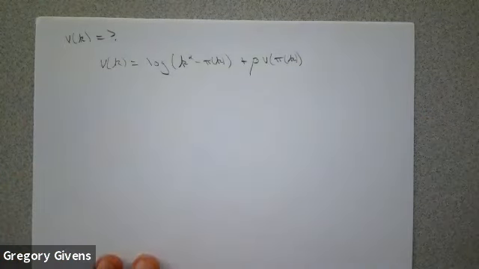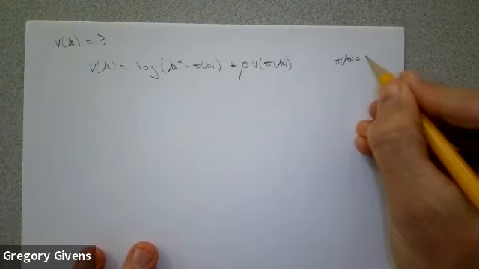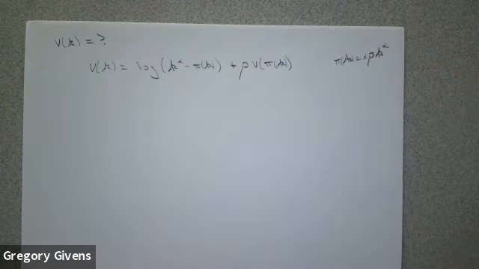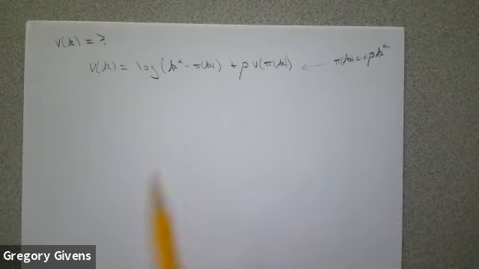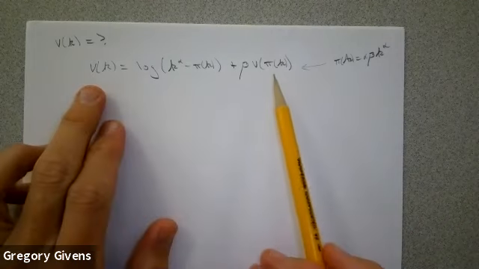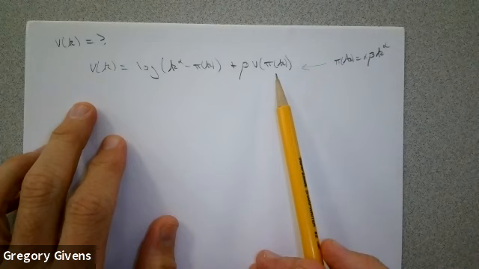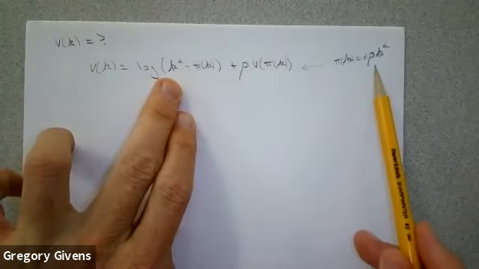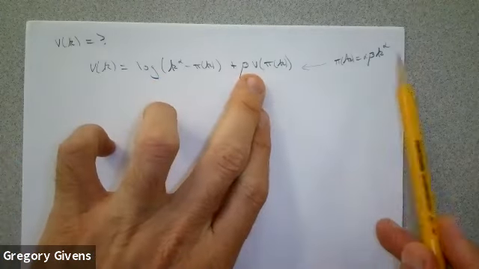Now we know what pi of k equals, right? Pi of k is alpha beta k to the alpha. So we can substitute that into the Bellman equation, and what we're going to be left with is a functional equation in v, right? You'll have v of k is equal to the log of k to the alpha minus alpha beta k to the alpha, plus beta v of alpha beta k to the alpha.